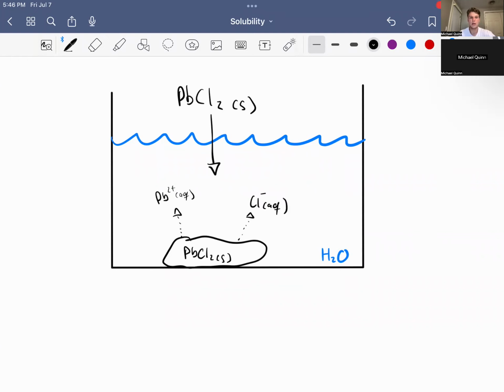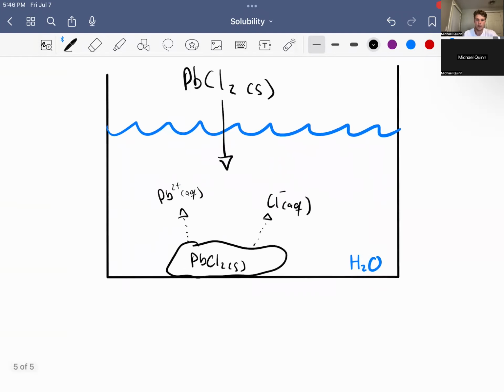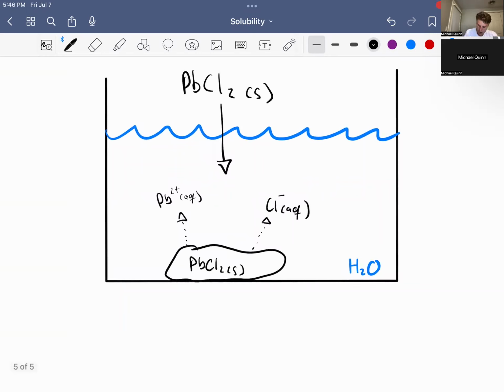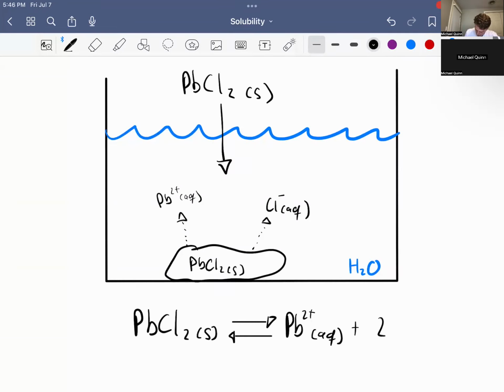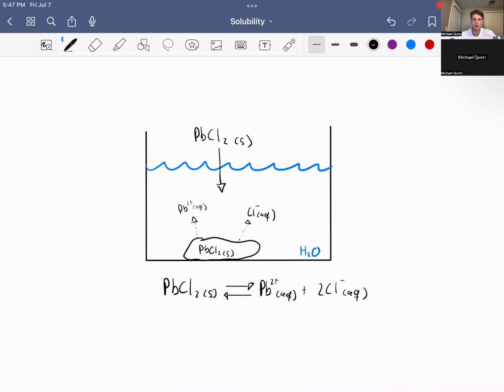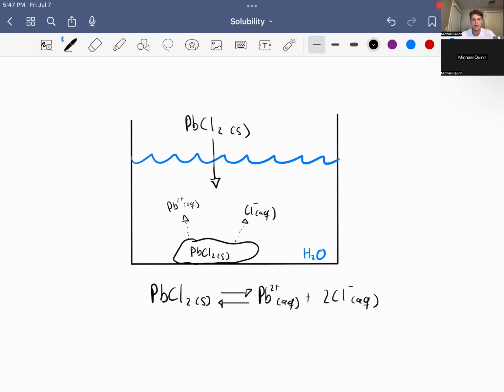We know the equilibrium reaction for this lead chloride being dissolved in water is going to be PbCl2 solid goes to lead and Cl minus. So now that we have gone over Ksp and Qsp, what do the values of Q and K tell us about this reaction?